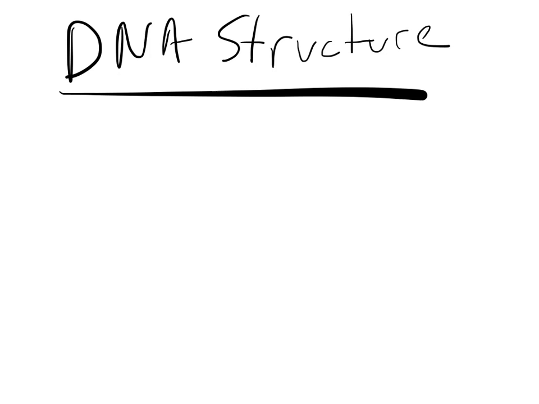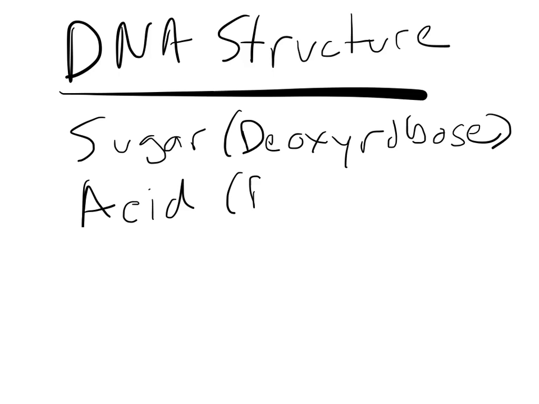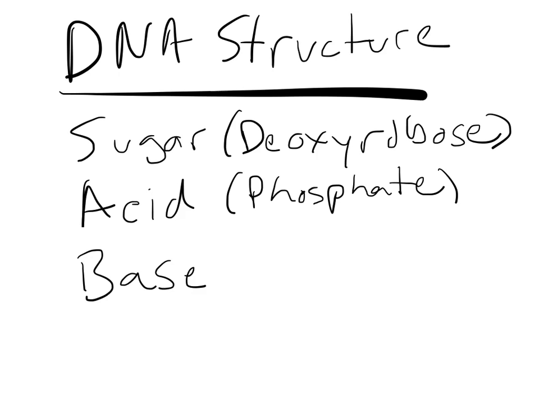So we're going to start with DNA structure, and there's three main things that make up DNA. We have a sugar, also known as a deoxyribose sugar. Can't write the best on this. We have a phosphate group, or we're just going to call it an acid, but I want you to know that that is the phosphate. So I'll write that there. And then we have a base. And there's three types of bases, or four types of bases, or actually five types of bases. We'll get into that a little bit later. These are the main components of DNA structure.